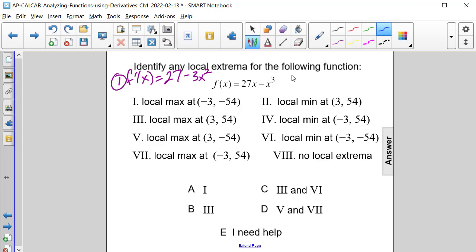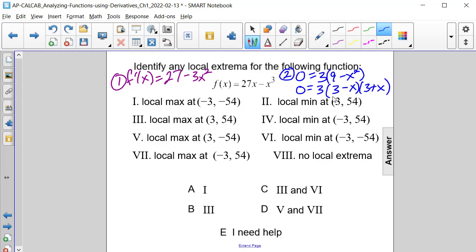Step number 2 is to set this derivative equation equal to 0. So 0 is equal to, and notice 27 and 3 are both multiples of 3, so I can pull a factor of 3 out. So we have 3 times 9 minus x squared is equal to 0, and we can factor that. That'll be 3 times 3 minus x times 3 plus x is equal to 0.